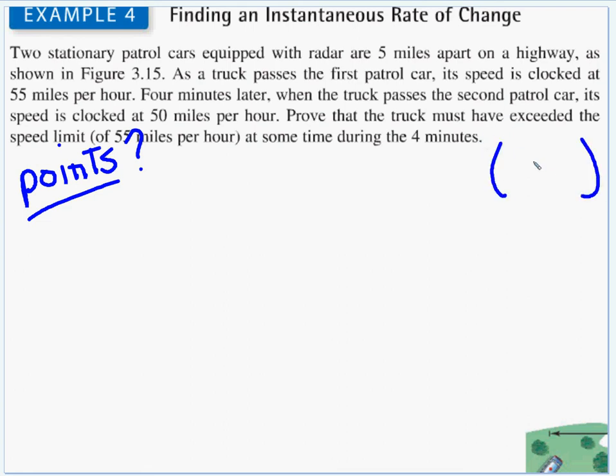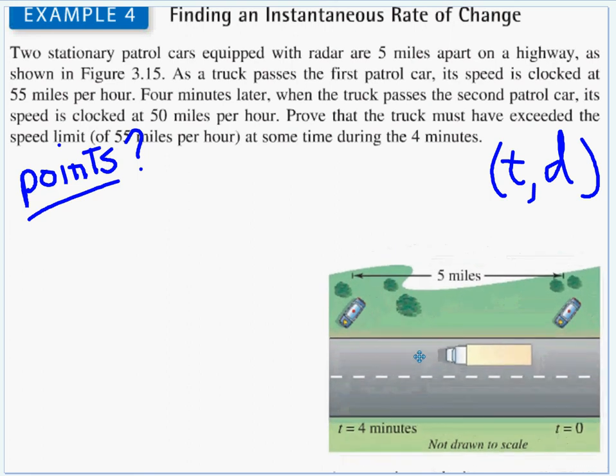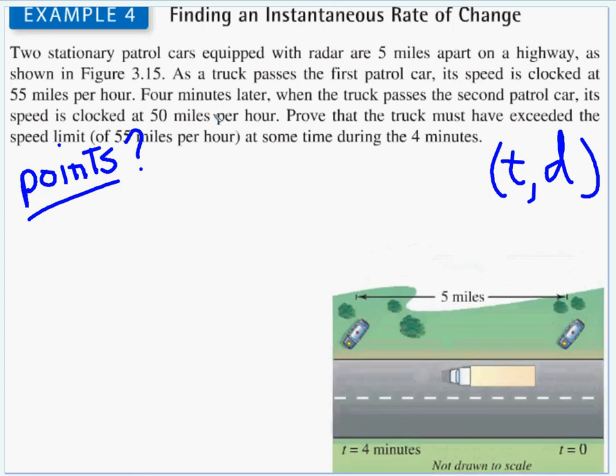So let me drag the picture back out. I guess we always use S for position, so T comma S works. It really doesn't matter. When the problem begins, the truck passes the first patrol car. So our first time value is going to be 0. And then how far has the truck traveled past that first cop? 0. So our first point is 0, 0.